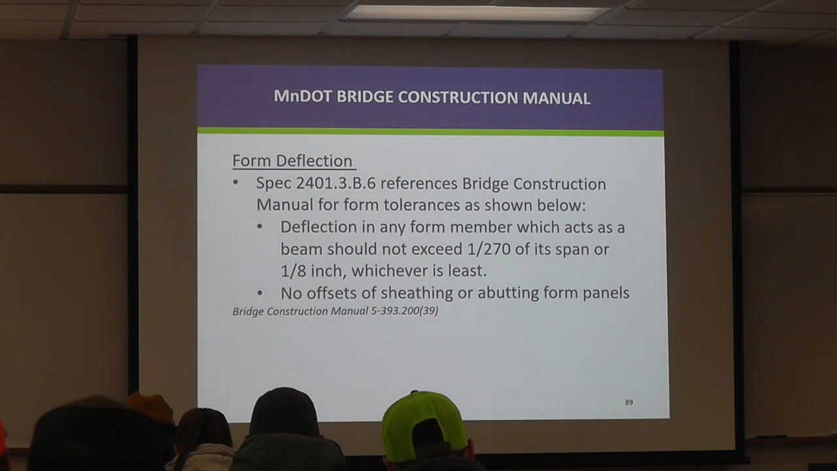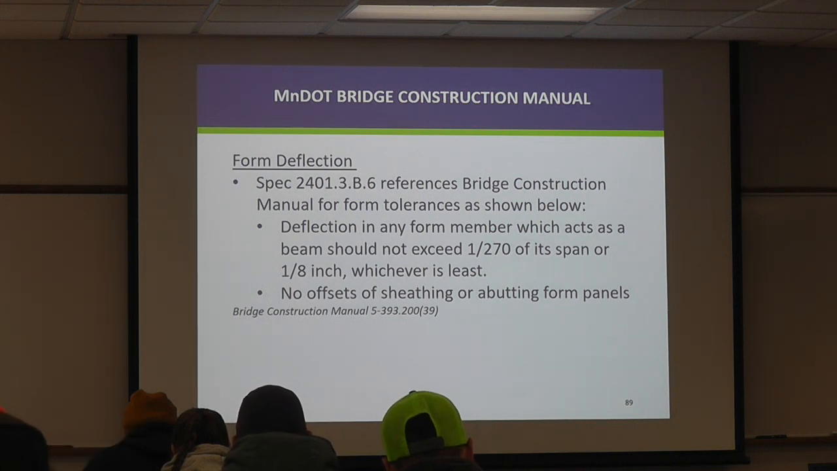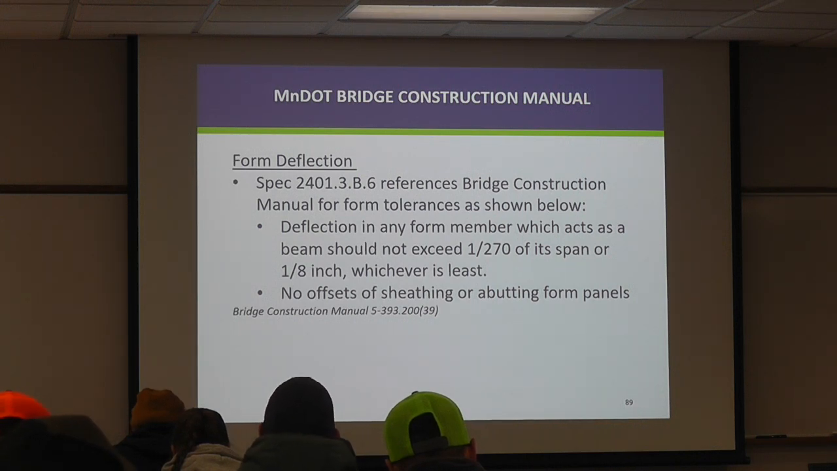So the spec references the bridge construction manual, as I said, for form tolerances. And deflection should be 1/270 or an 1/8 inch. And no offsets of sheeting or abutting form panels. That just means if you have a big wall, you don't want to have one form panel here and then all of a sudden you have an offset of a 1/2 inch because they didn't screw something down.